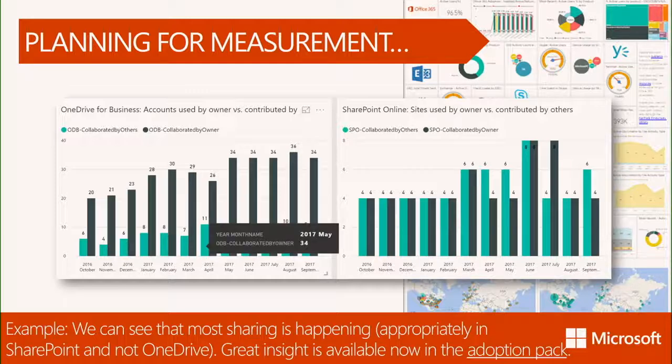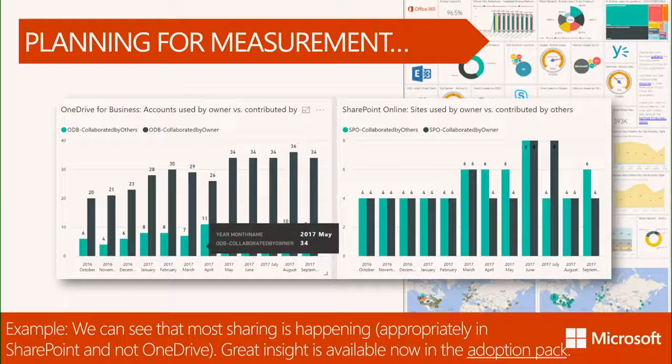So I wanted to give one quick example because we don't have a lot of time. In the adoption pack, if you haven't used it, there's all sorts of really rich reporting, and there's more that you can do with this. Here's one of my favorite ones. This shows OneDrive for Business accounts owner versus contributed by, and this is SharePoint. So what we're seeing here is the blue line represents essentially content that's been shared in terms of total volume, and the black line represents content that's just owned, which means it's just me putting it there and me working on it. This is important.